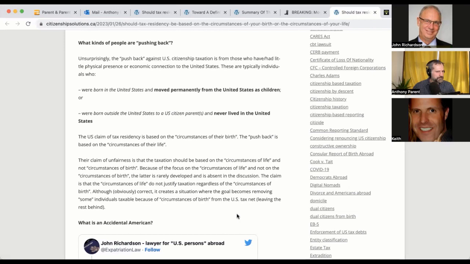Because the label, citizenship taxation, as Keith tells us, and he's right, is completely confusing, right? So when we talk about a movement to get rid of citizenship taxation, what we're really talking about is, hey, it's time for the U.S. to stop defining tax residency just based on the circumstance of somebody's birth. And it is time for the United States to define tax residency the way the rest of the world does, in terms of the circumstances of their actual life, where they actually live. And I will close with that introduction.